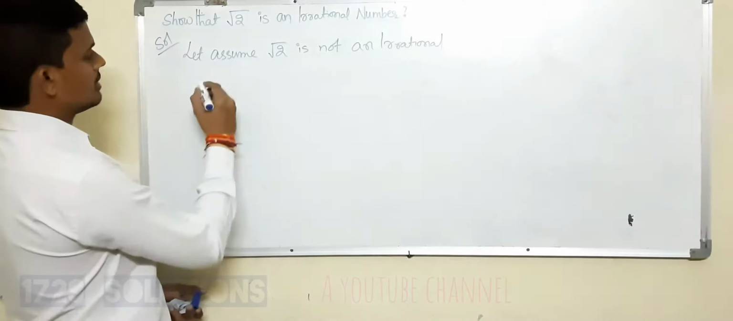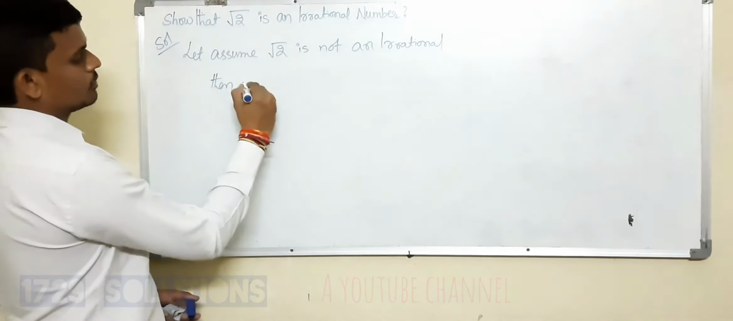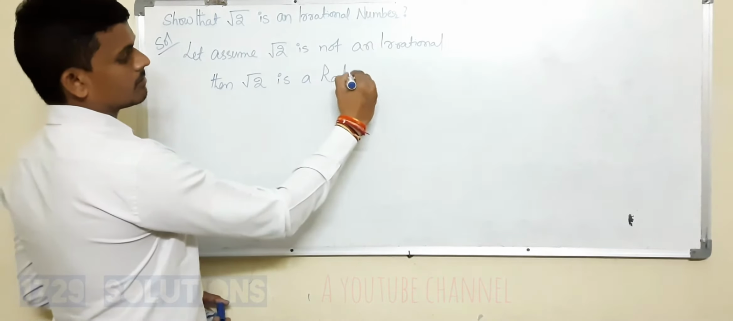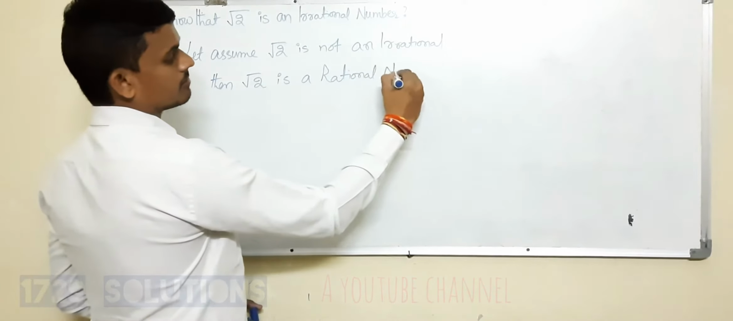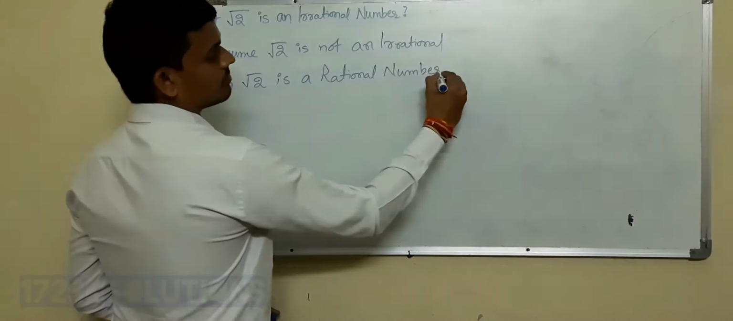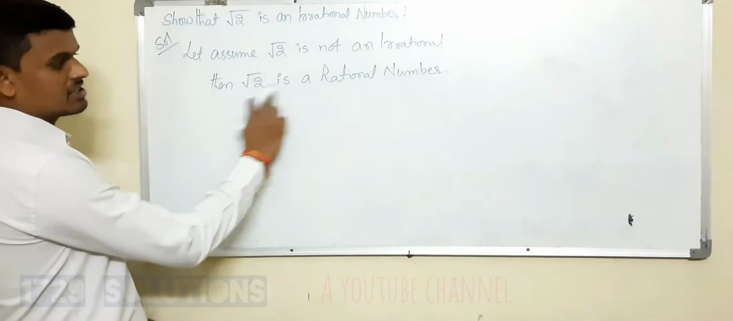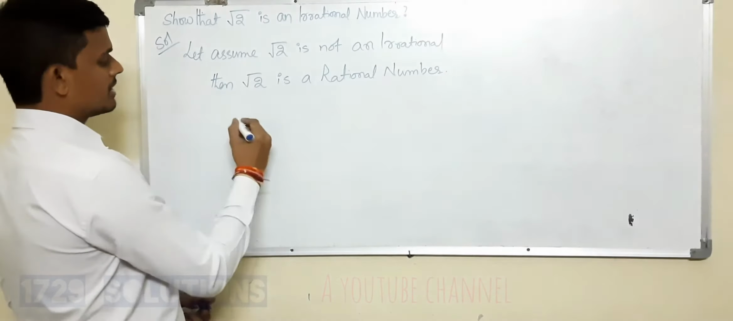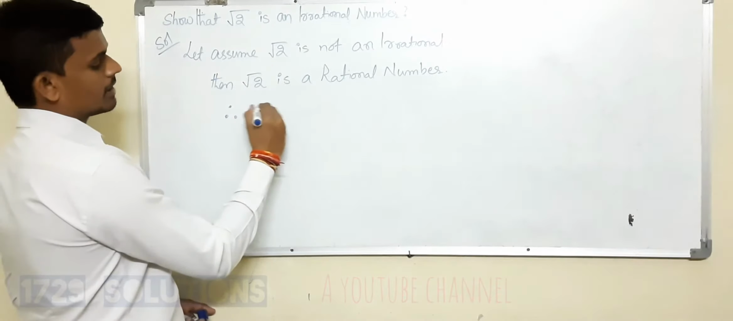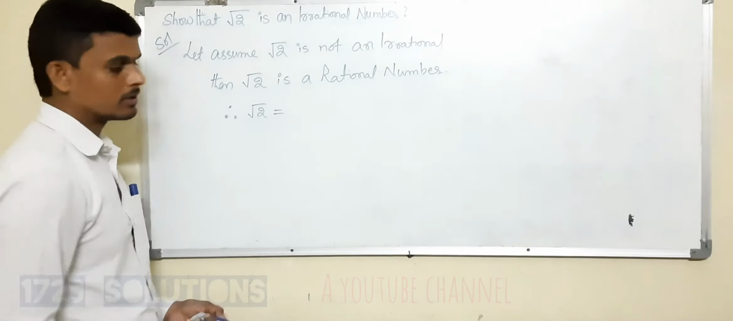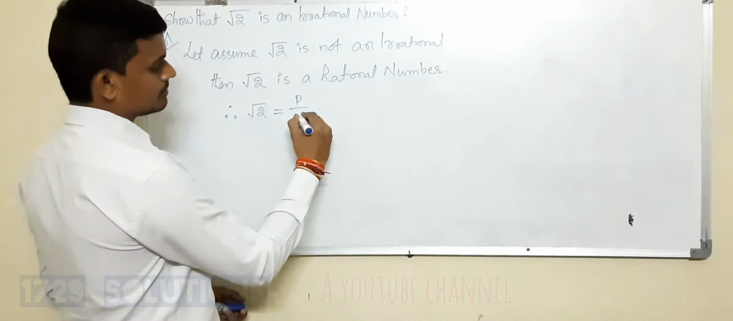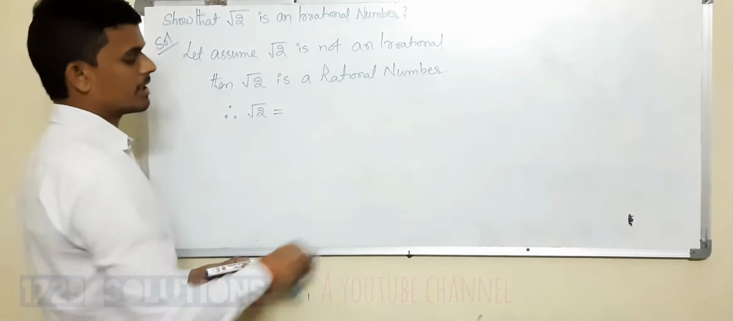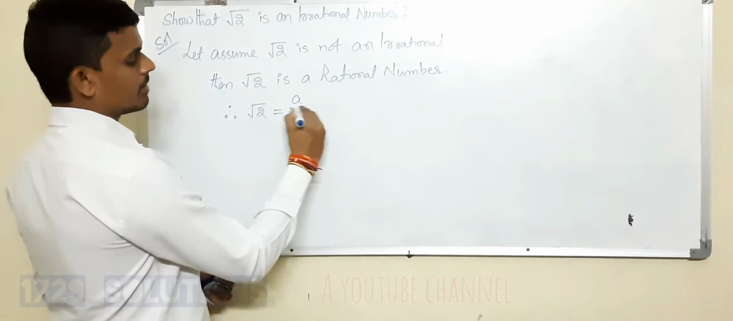If it is not an irrational number, then what can you say? Root 2 is clearly a rational number. If root 2 is a rational number, we already know the definition of a rational number: it can be written in the form p by q. In the textbook we have a by b, so I am going to take a by b. So root 2 is equal to a by b.